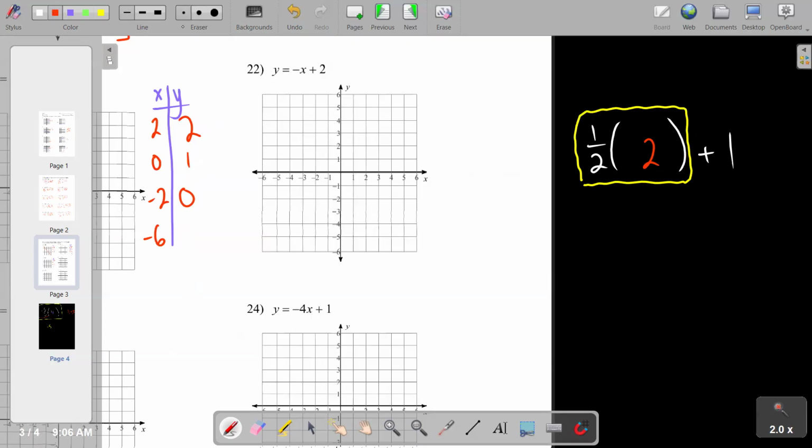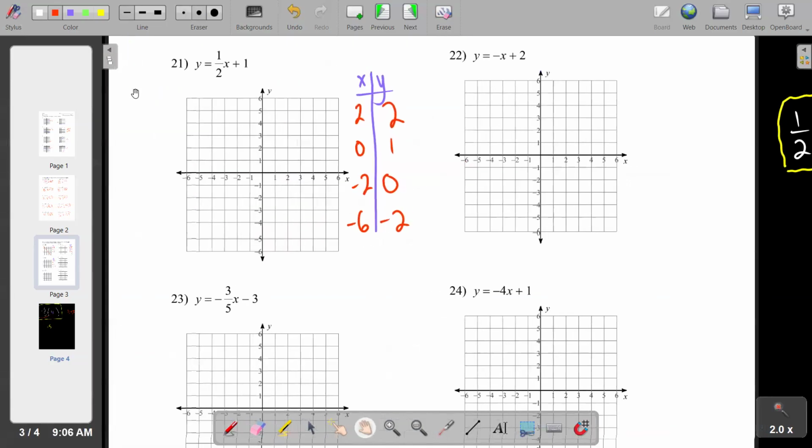And we might as well do -6. If you put -6 in there, what's 1/2 times -6? What's -3 plus 1? There you go. So there's some good dots. If you graph your dots and they don't look like a line, then your job is to figure out where you messed up, right? And so I'm going to go right 2 up 2, just up 1, left 2, up 0, and then left 6, down 2. Those look pretty darn good to me.